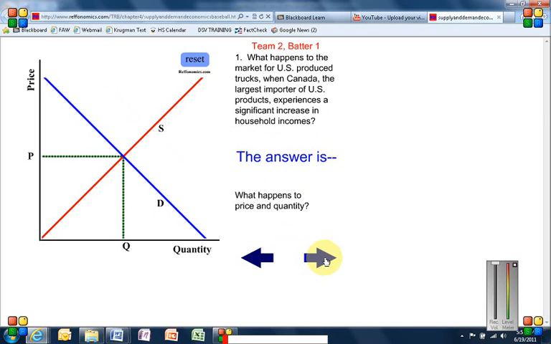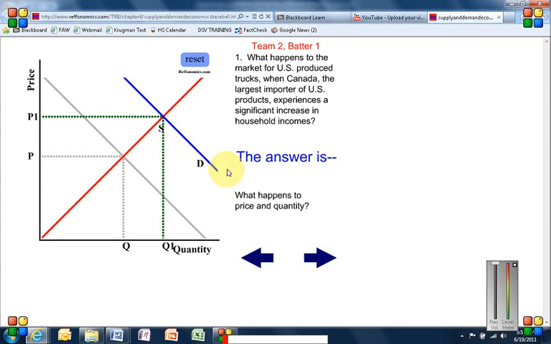What happens in the market for U.S. produced trucks when Canada, the largest importer of U.S. products, experiences a significant increase in household incomes? So we're saying Canada, which loves to buy our trucks, has an increase in their income. Which curve is going to be affected? Is Canada the supplier of these trucks, or are they demanders of these trucks? Well, they're demanders. They're buyers of these trucks because they're importing from us. We're exporting to them. So once again, demand is going to shift. Which way? To the right.